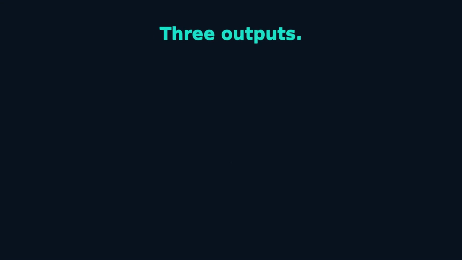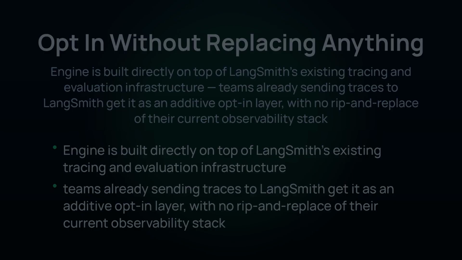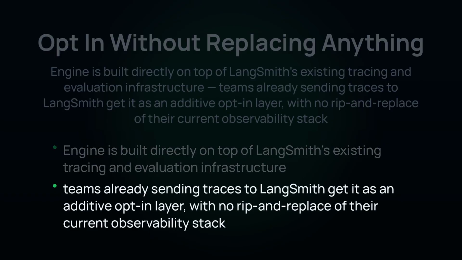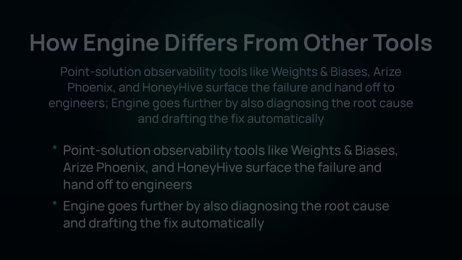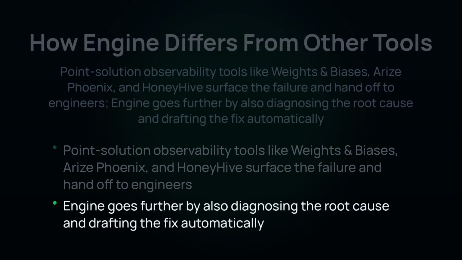Now, one diagnosis yields 3 outputs: a pull request with the fix, new evaluation examples, and an online evaluator that flags the same regression if it reappears. The interesting part is that nothing about your current setup needs to change. If your team already sends traces there, the engine simply layers on top. Now, tools like Weights and Biases, Arize Phoenix, and Honeyhive will surface the failure, but that's where they stop. The engine diagnoses the root cause and drafts the fix.